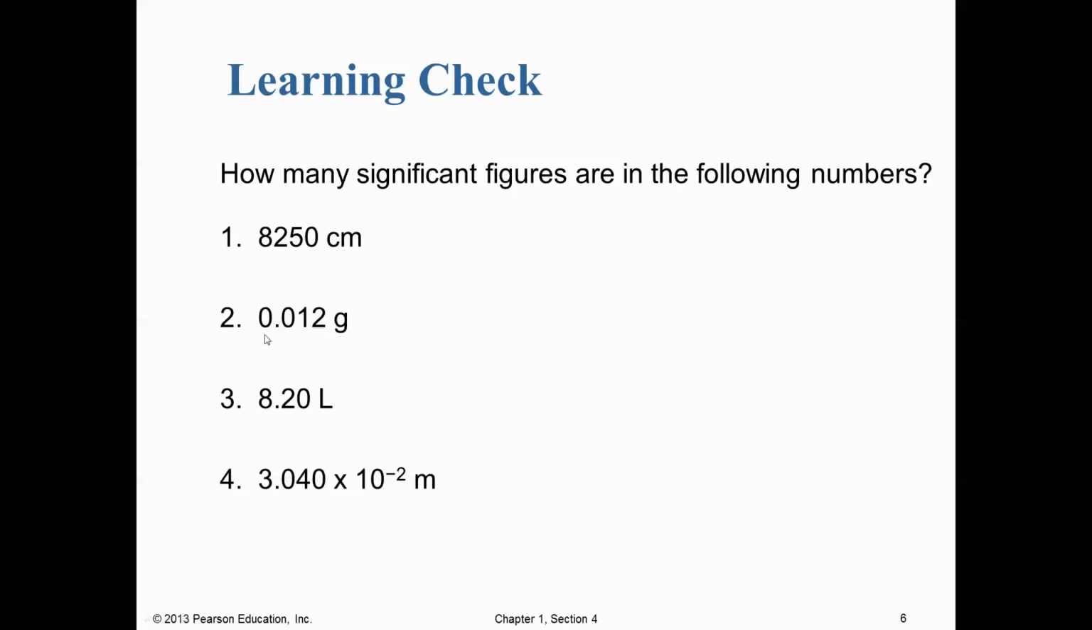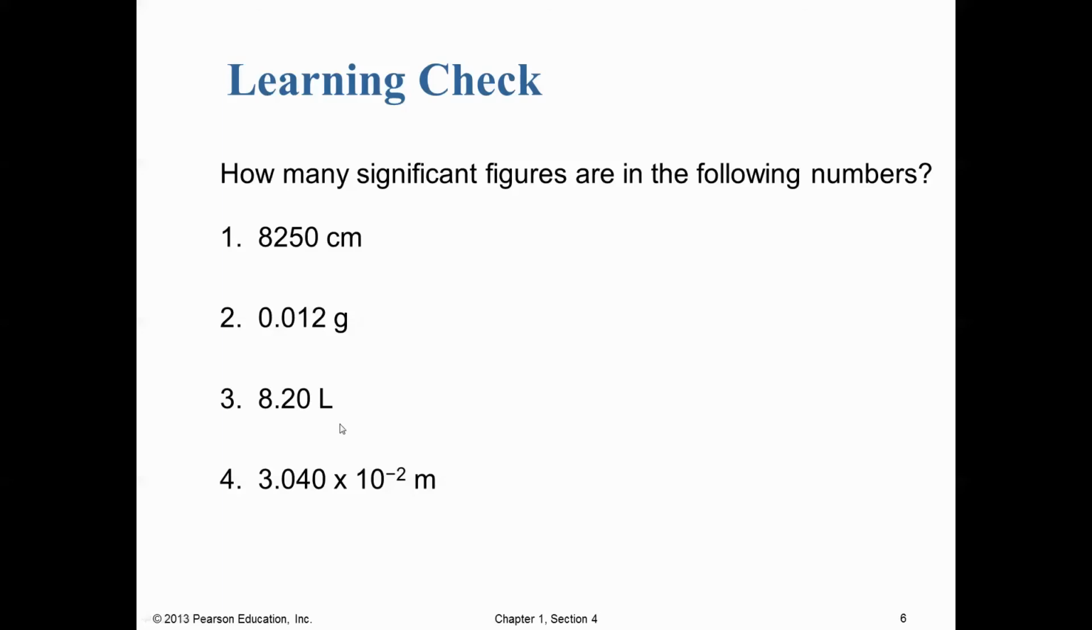In our next number, 0.012 grams, we have only 2 significant figures present, the 1 and the 2. Our zeros out in front, again, are not significant. They're to the left of non-zero digits in a number with a decimal point, and therefore they're just here to show us magnitude. They aren't actually part of the number.